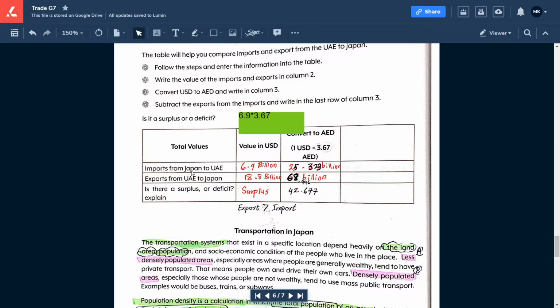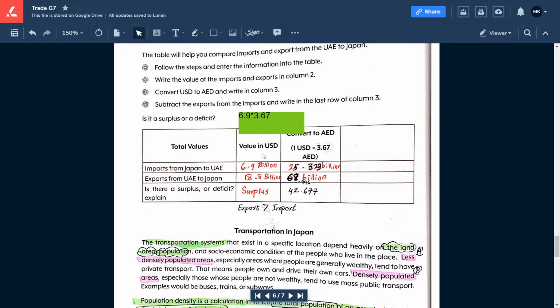Okay, let's see. Which is more, the imports or the exports? The exports, of course. So if the exports are more than the imports, the country has a trade surplus. This means that the country is selling more than buying. This means that the country has enough money, so it has a trade surplus.